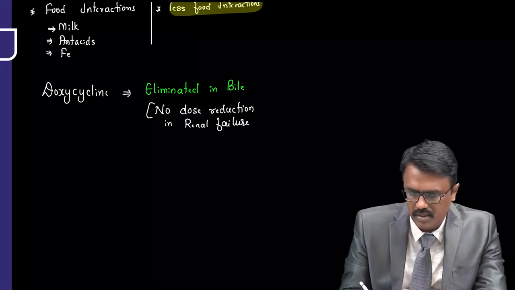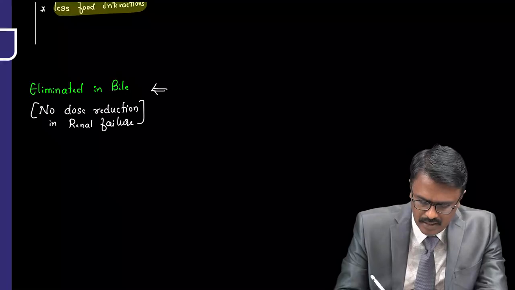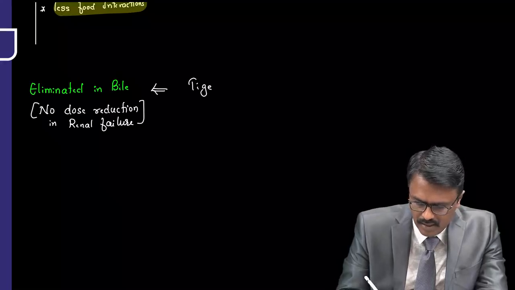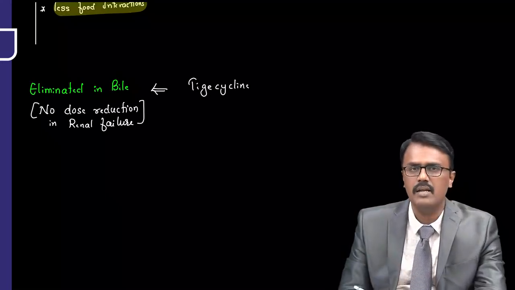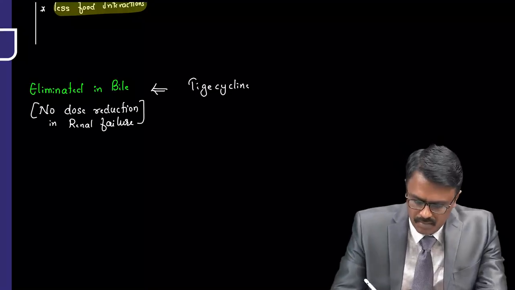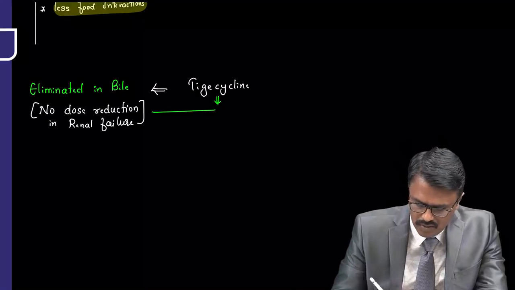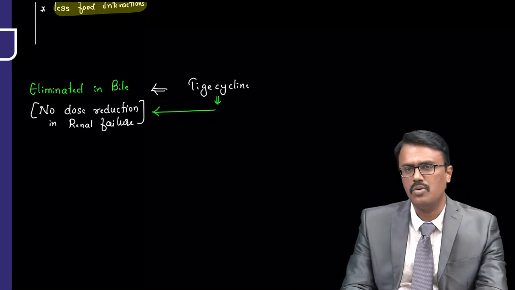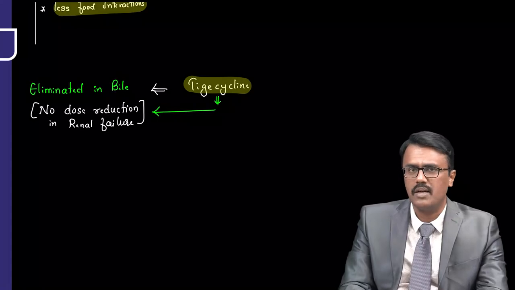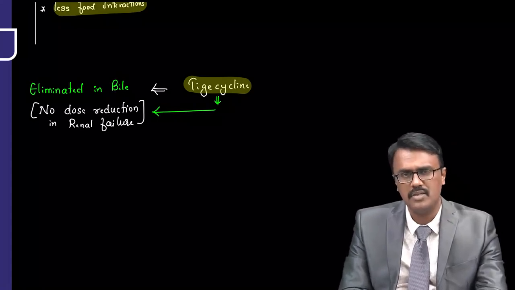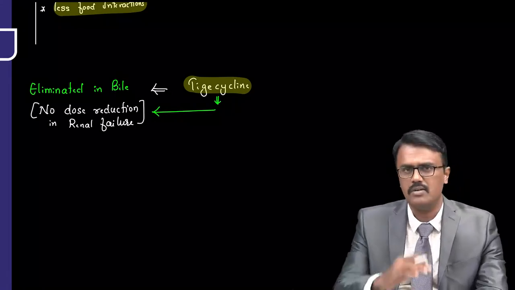Now, I told you there is a drug called glycylcycline. Remember, the glycylcycline drug is called tigecycline. It also undergoes bile elimination, and please remember, tigecycline is also safe to use in renal failure. No dose reduction is required. Sir, what about minocycline? It undergoes renal elimination, so you have to reduce the dose of it. Very, very important.